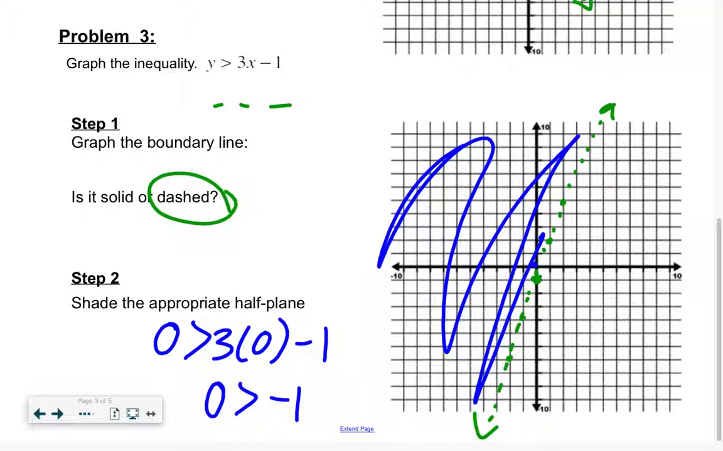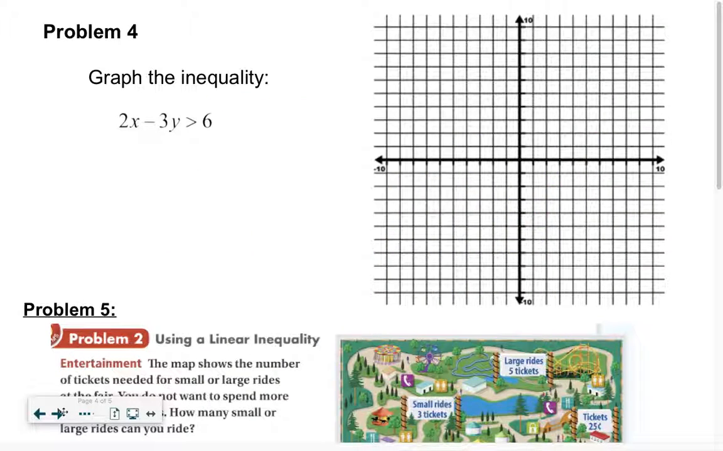Doing okay? Alright, we got 2x minus 3y is greater than 6. What do you think I should do? Yeah, I want y by itself. That's how I like to graph. You can graph by yourself like that, that's fine. So we got minus 3y is bigger than negative 2x plus 6.